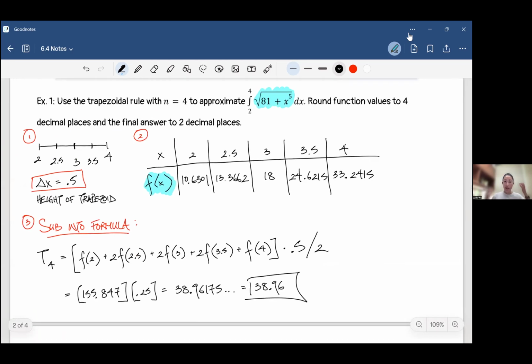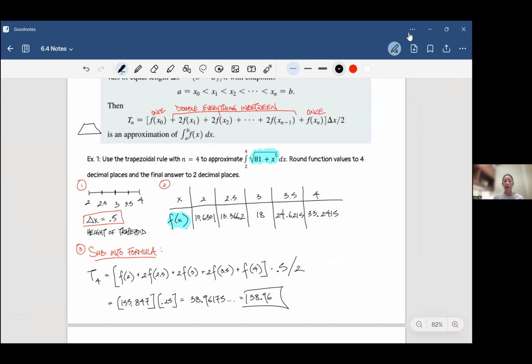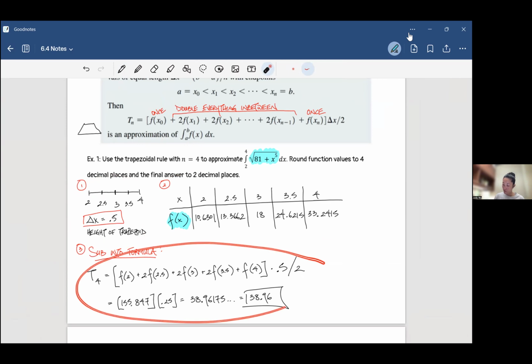All right, so that's an example of how we use this trapezoidal rule. Even if the formula felt super intimidating, just like a lot of the other work we do, we're just breaking it down step by step. Step 1, find your delta x. That's what we did right here. Step 2, plug in all your y values. Step 3, plug it all into the formula.